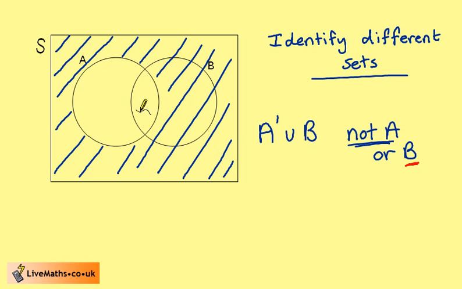We now shade B, so we shade the inside of B. And remember, for a union, we take everything shaded, whether once or twice, so it's everything except for this bit here, which we can see contains no shading.